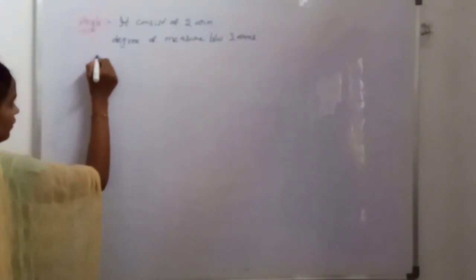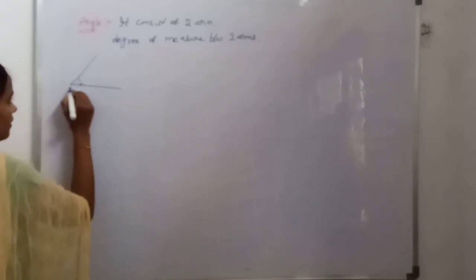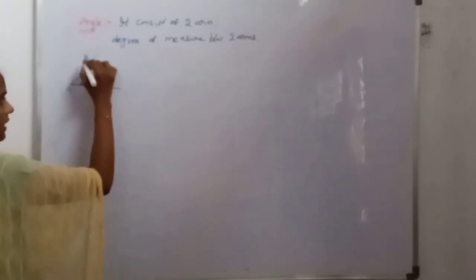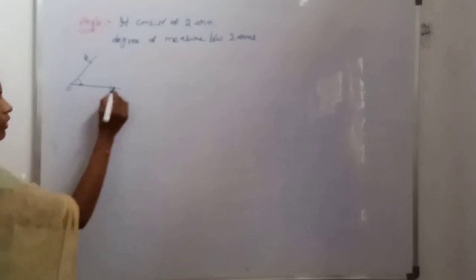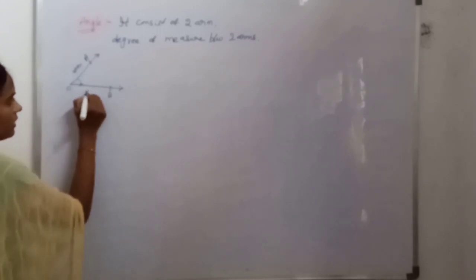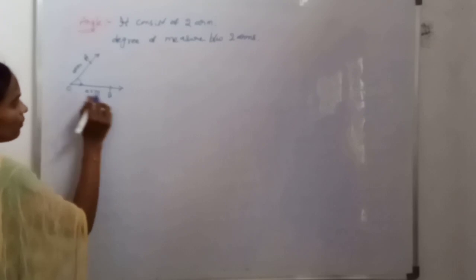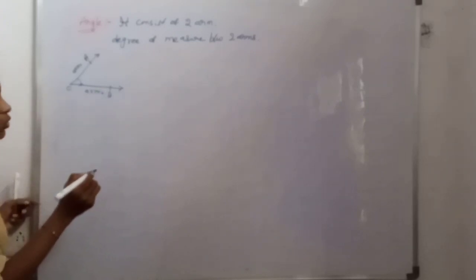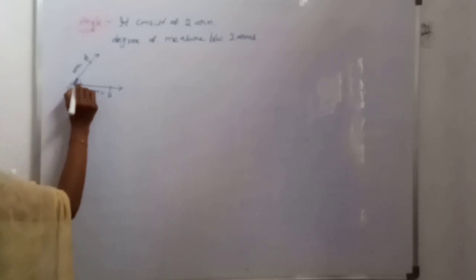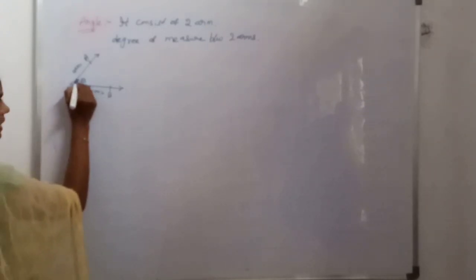Now let's see here. Take this angle. Here O, B and A are the points. OA is the ray one, OB is the ray two. The degree of measure between the 2 arms is angle theta.